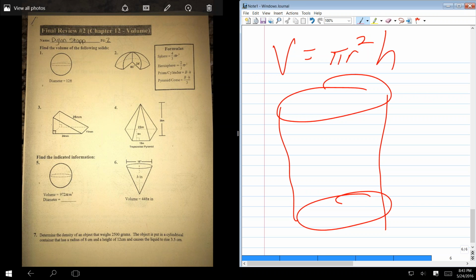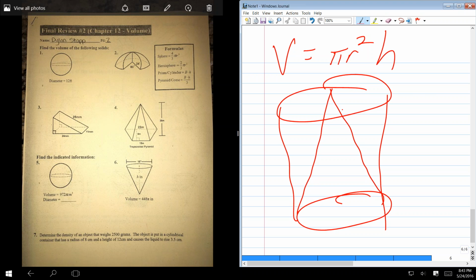But, yes, it'd be base times height for a cylinder. What would that equal here? Pi r squared times h, right? Right, yeah. So that cannot be the volume formula for a cone, because a cone looks like this. So what's a cone have to have in addition to the pi r squared h? You would have to divide it by 2. Or 3, because it's, yeah.